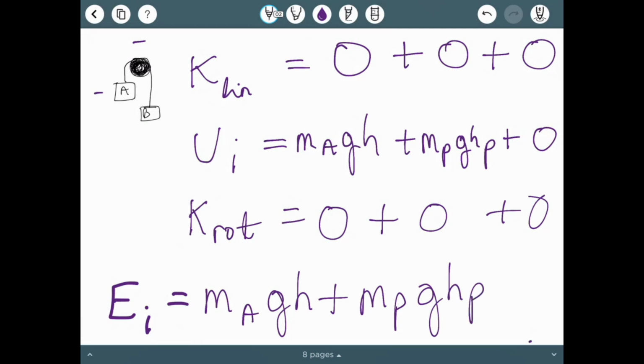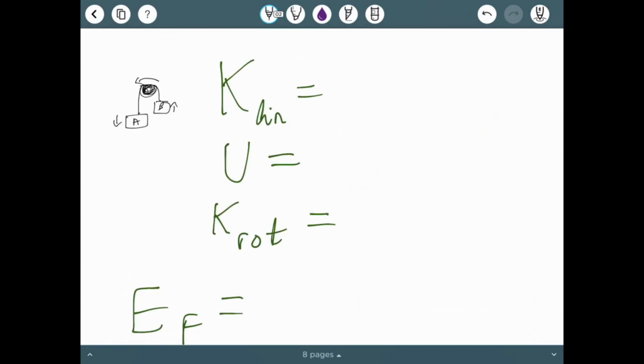So now we do the same thing but for the final stage. In the final stage, both A and B are moving their centers of mass, so both A and B will have some linear kinetic energy. Now the pulley's center of mass is staying at the same spot, so the pulley's kinetic energy from the center of mass will be 0. And I write the expression for B.